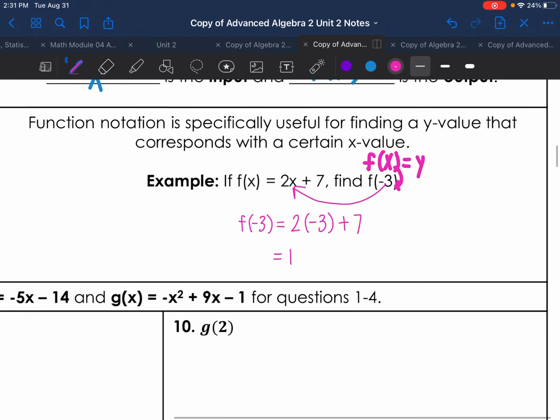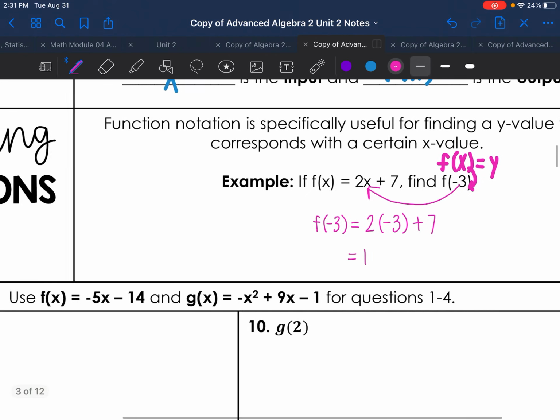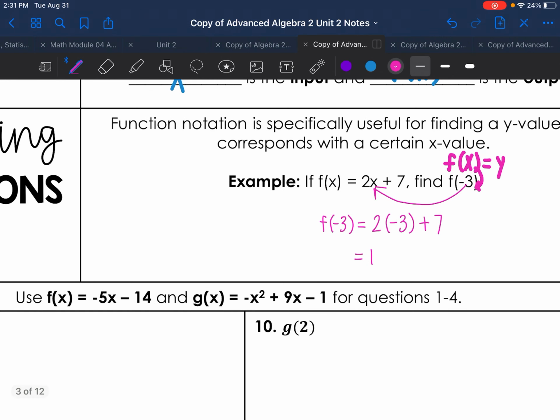Another way you could do this is by using the store button on your calculator. And I highly, highly, highly recommend that you use the store button. When you have problems that have negatives and exponents involved, it's very easy to mess up and get the wrong answer. So I recommend that you follow these steps.